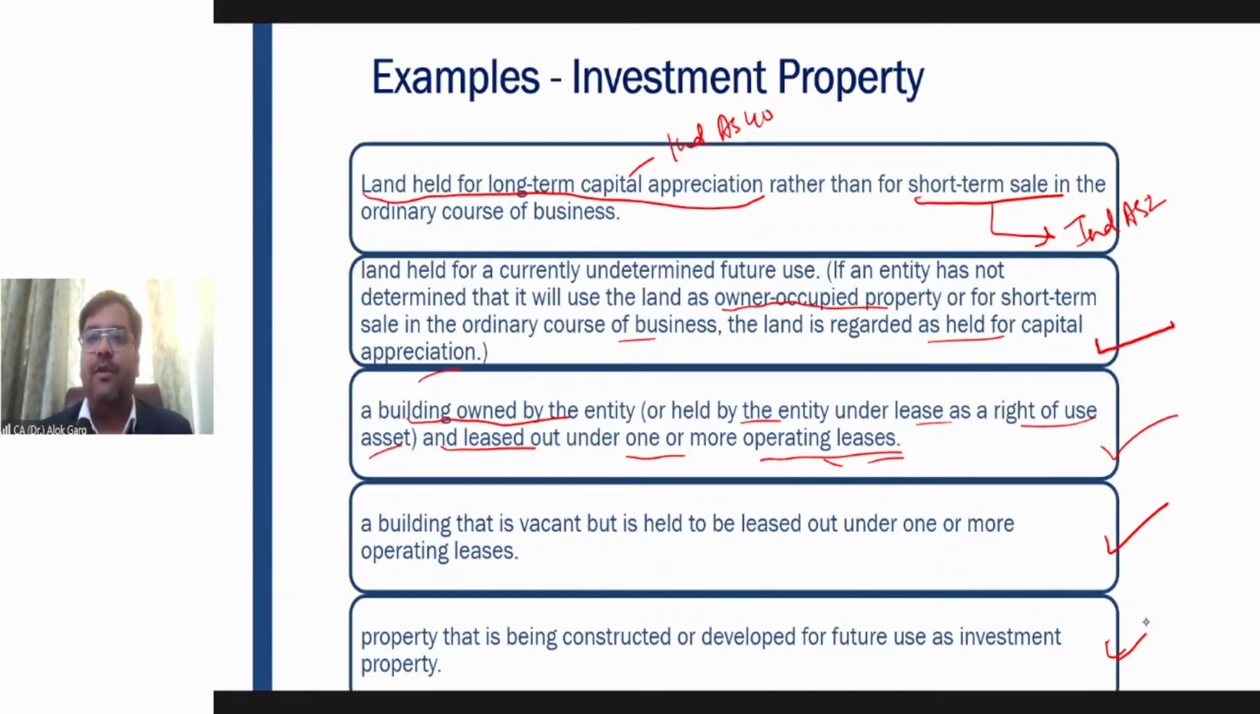If it is undetermined future use, the standard says that there is a rebuttable presumption that you have held that land for capital appreciation purposes. So in that case, of course, the temple is neither PPE nor investment property, but the land will always continue to show as an investment property, right? Is it clear?